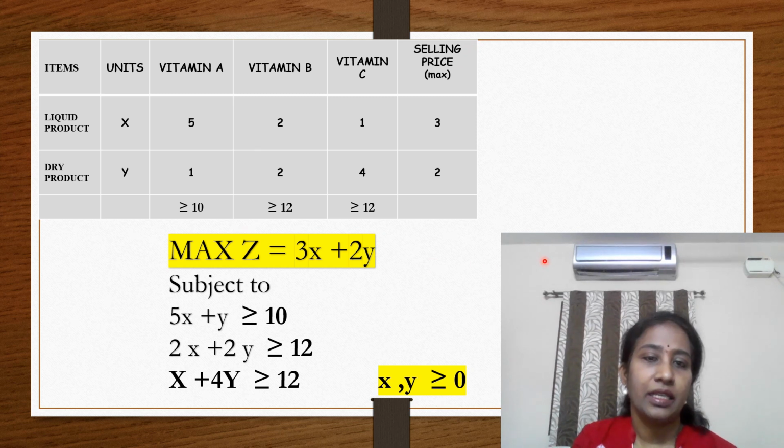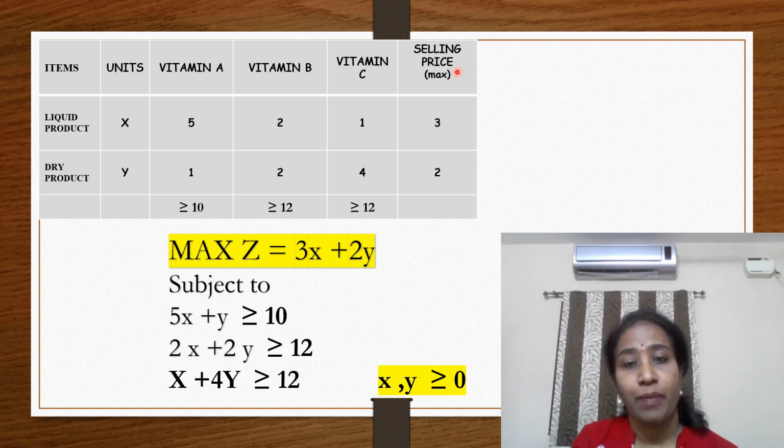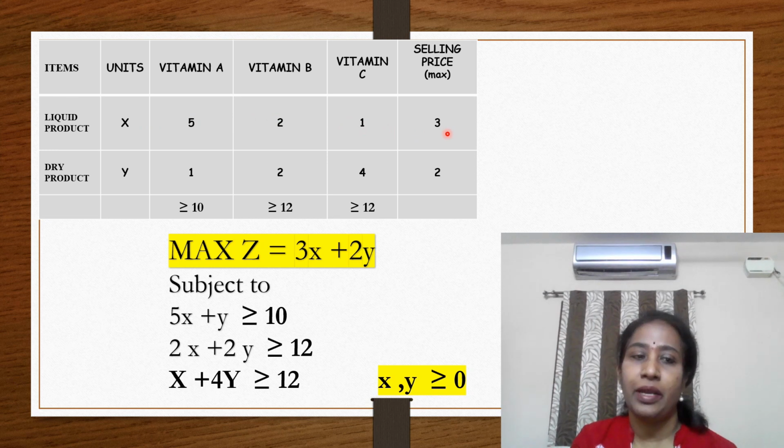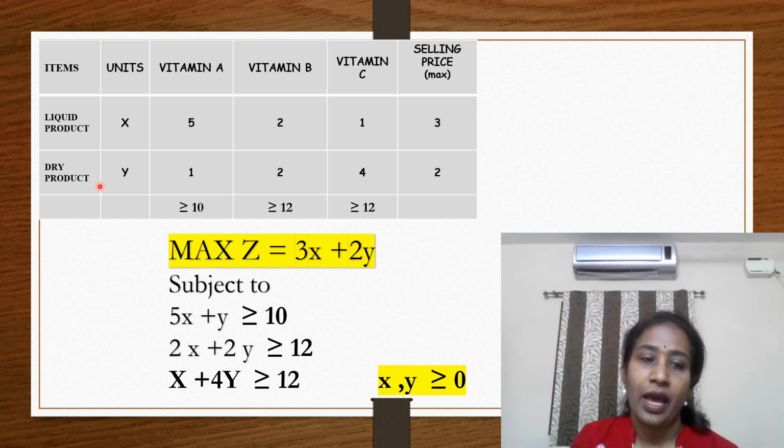Now I have considered the first tabular column. Since the selling price is given, I have to maximize the selling price to get more profit. Okay, so the liquid product sells for rupees 3 per unit. I am preparing X units. So the total selling price of the liquid product would be 3 into X. And the dry product sells for 2 rupees per unit, and the total selling price will be 2 into Y. So I am going to maximize the selling price, which is 3x plus 2y.